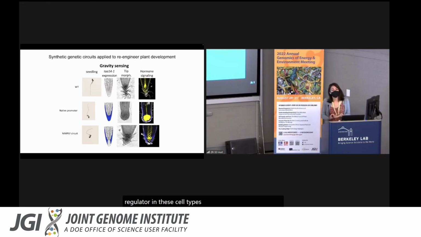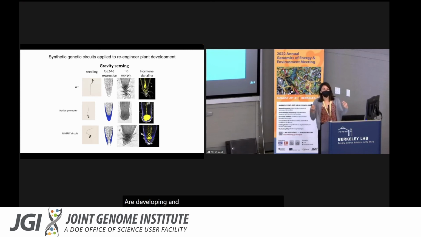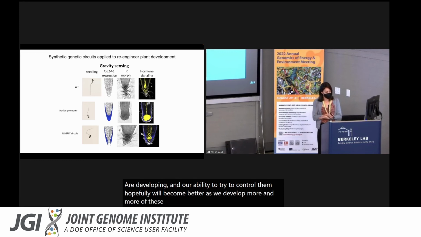But I wanted to highlight this to show that I'm excited about using these tools to start to refine expression patterns and get at more nuanced questions in terms of how these plants are developing, and our ability to try to control them hopefully will become better as we develop more and more of these synthetic tools.